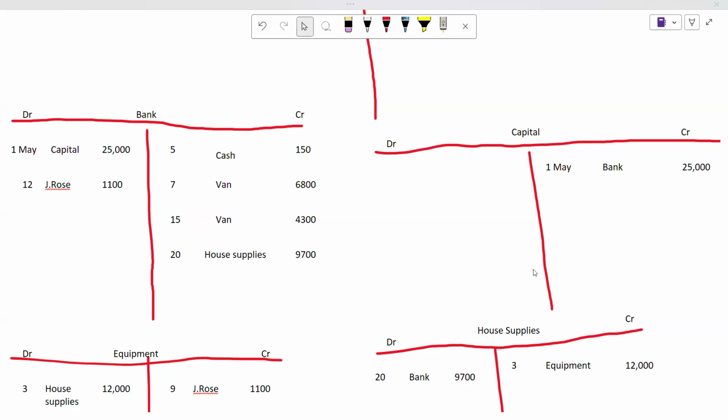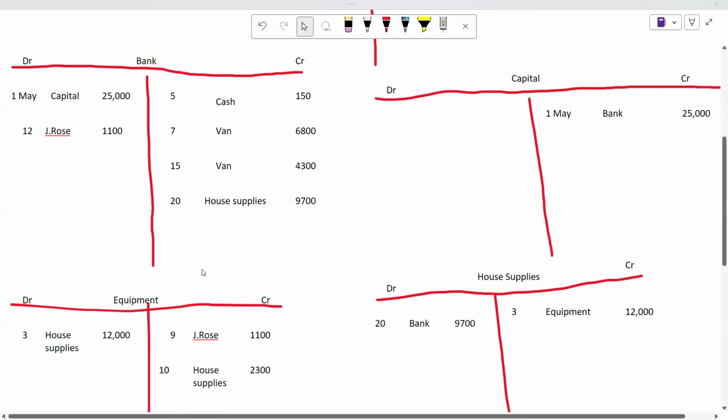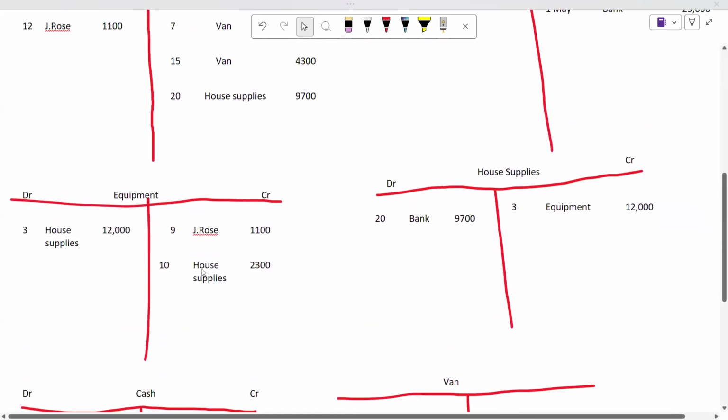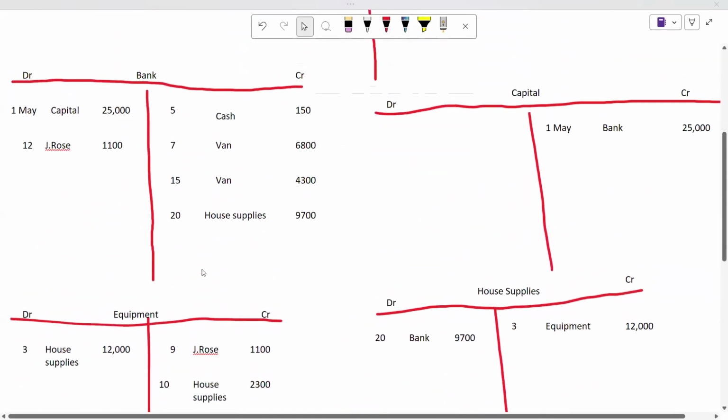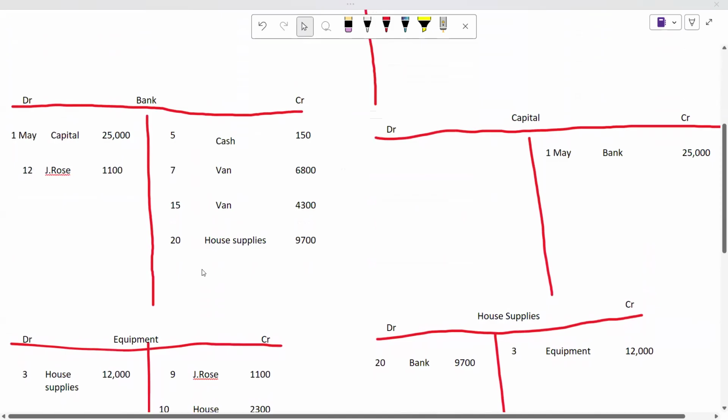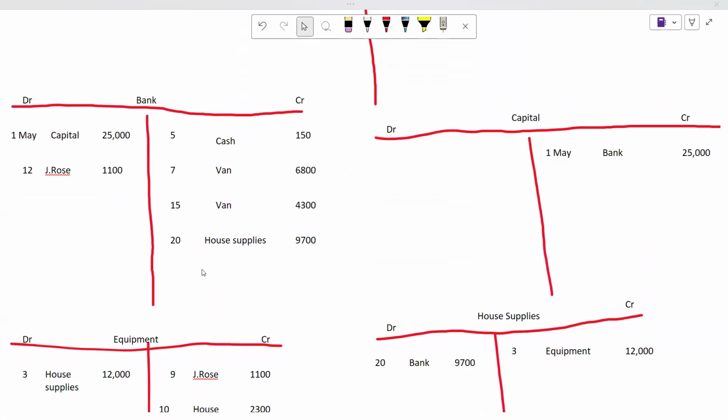Hello. In the last video, we learned how to create T accounts, right? And in this video, we're going to learn how to balance off all the T accounts, because whenever the month ends or the accounting period ends, we have to balance off all these accounts and compute balance carry downs to put those into our trial balances, right? Which is the next step in an accounting cycle. So let's start with the bank account.